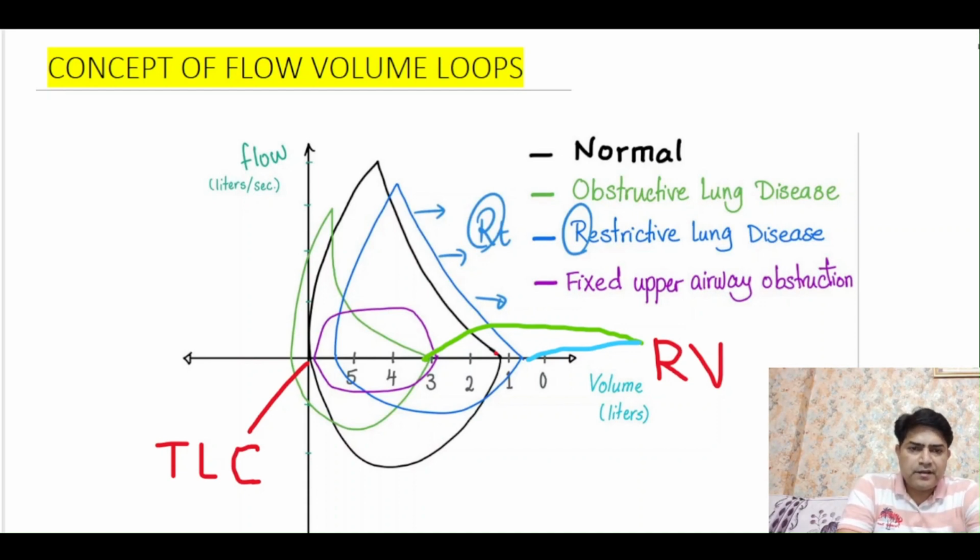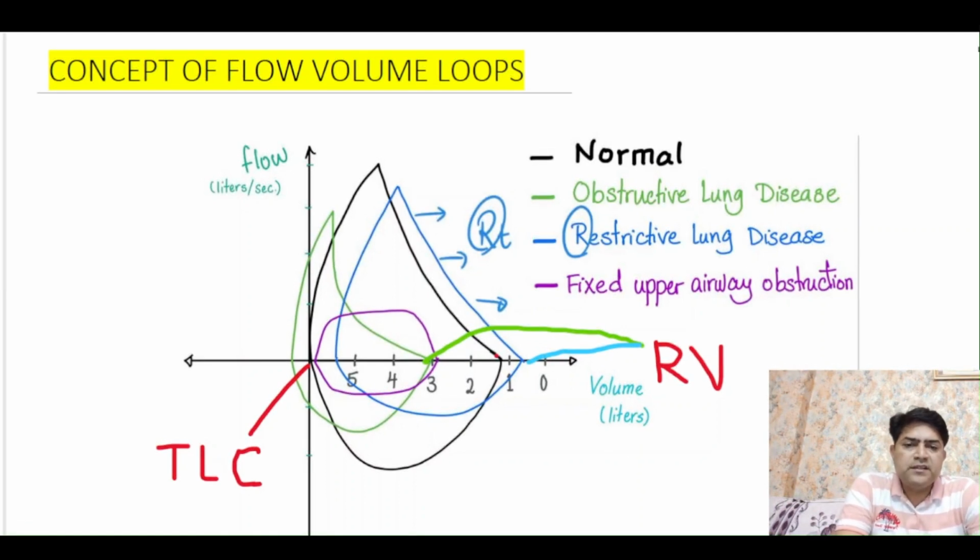Now, color-wise depiction is given in this very interesting figure. You can see what is happening in obstructive lung disease, in restrictive lung disease, and in fixed upper airway obstruction. I will go one by one and tell you what actually happens, so that there is no need to memorize or mug up the figures. Whenever the options come, you can easily go through the question and it will be a cake for you.